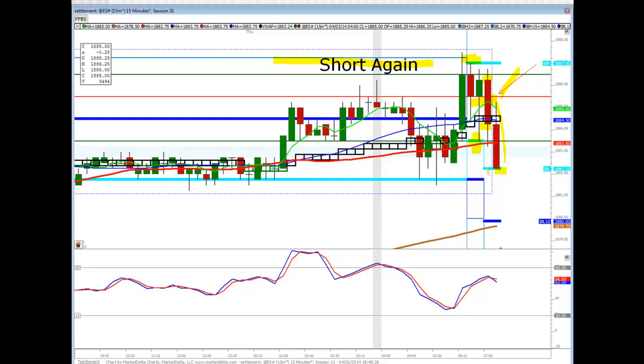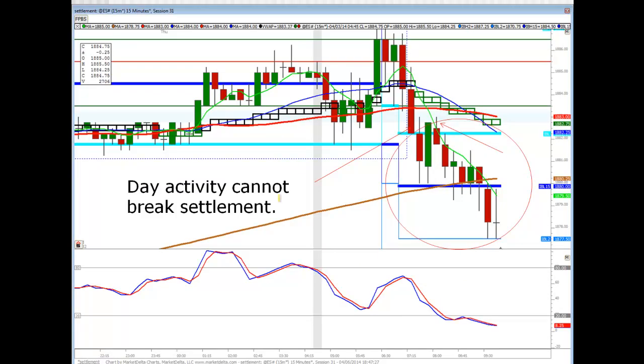Interestingly enough, this time we close below settlement. That is a rather ominous development, if you will, and I would expect prices to continue to move lower. Now let's take a look and see what happens. Take a look at the move down. And as a matter of fact, if we look at the rest of the day's activity, it could not break settlement.